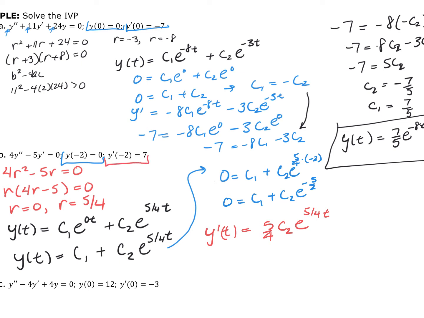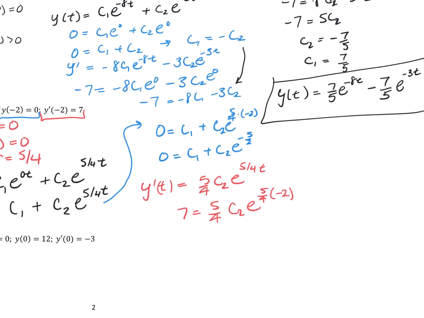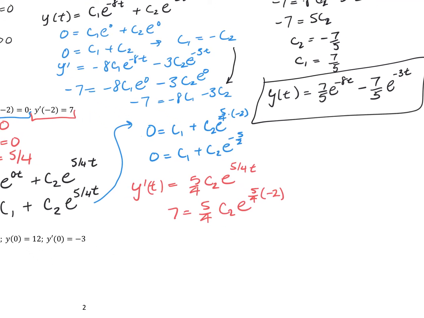Using this second initial condition, I have 7 is equal to 5/4 c sub 2 e raised to the 5/4, I don't know why I wrote 7, 5/4, and then I have -2 as my replacement. Multiplying both sides by the reciprocal of 5/4, and then multiplying both sides by e raised to the positive 5/2, I'm going to get c sub 2 is going to equal 28 over 5 e raised to the 5/2.